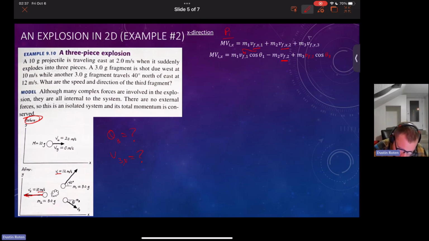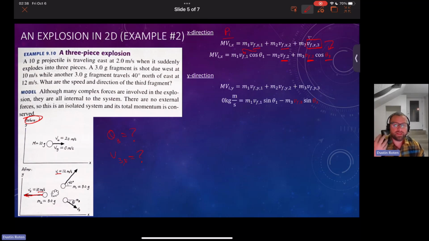And then same thing again. I'm going to break up the velocity of my third piece of this explosion. So instead of writing it as just the x component, I'm going to write it as the length of the overall unknown vector times cosine of the unknown angle. So notice when I did that, I actually got both of my unknowns here in this one equation. I've got my unknown velocity. I also have my unknown angle. It's not super helpful because as of right now, I have one equation, but 2 unknowns. So let's move to the y direction.